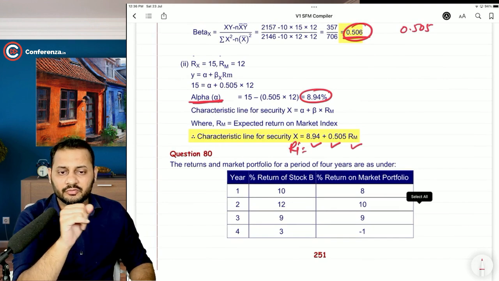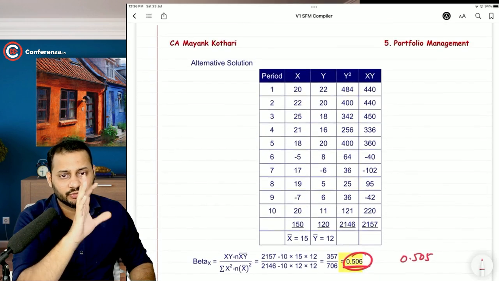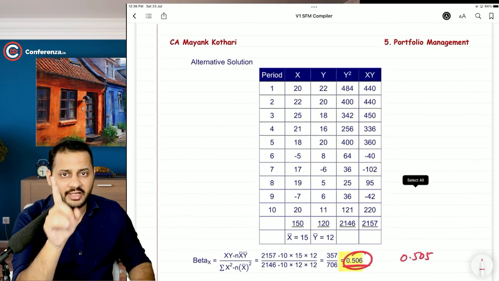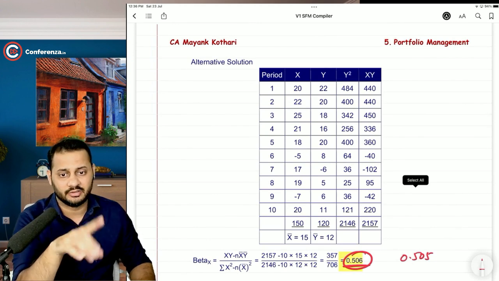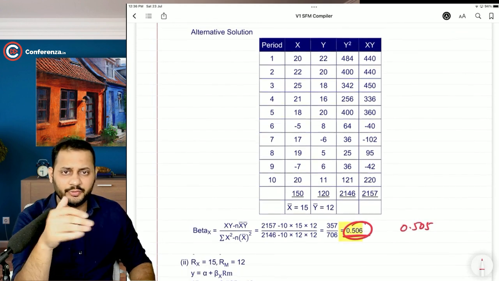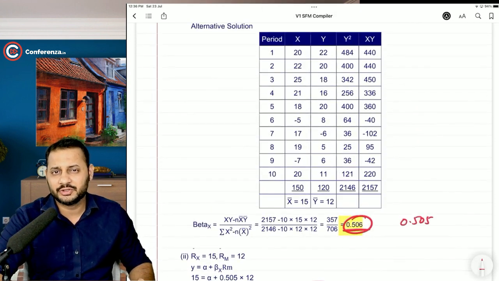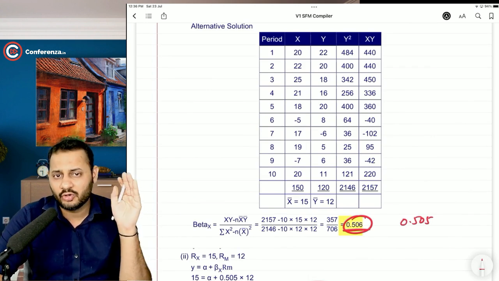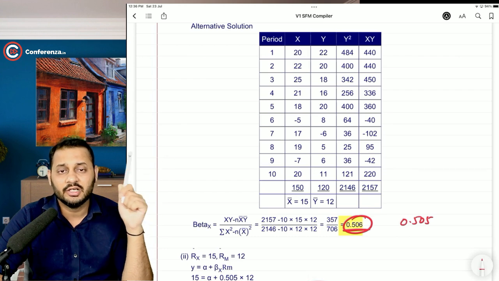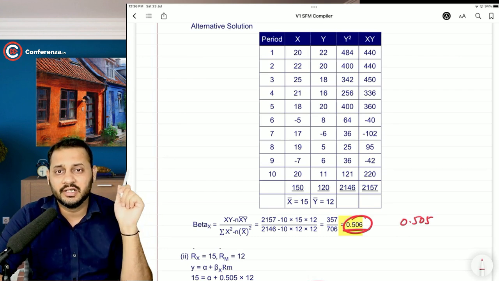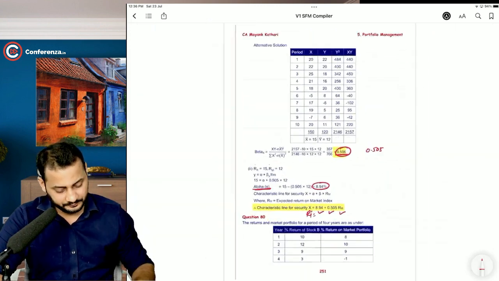Okay, this is another question. Returns on the market portfolio for a period of 4 years are as under. The previous question was for a period of 10 years, and the answer was given using both methods, regression and correlation analysis. So you can use any one of them, whichever suits you. I will suggest one thing: whenever the probabilities are not given and the data is given like this, use regression analysis. It will reduce your time.